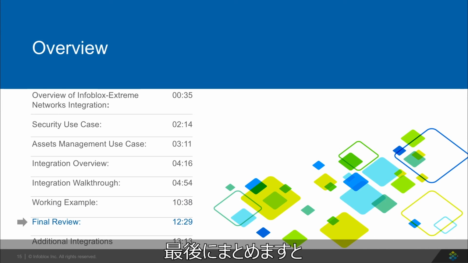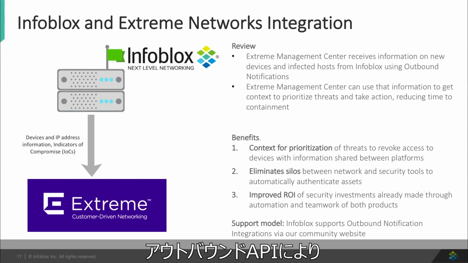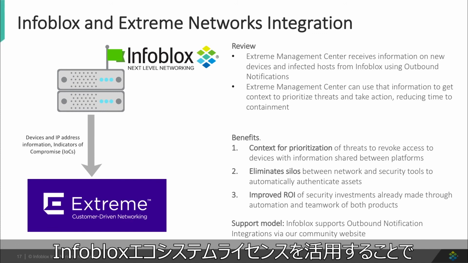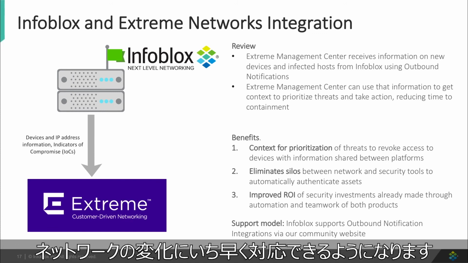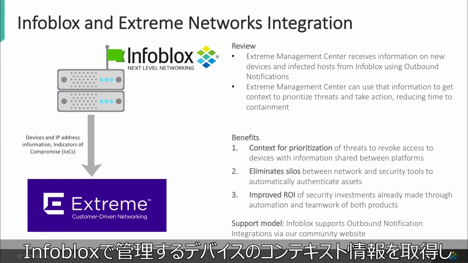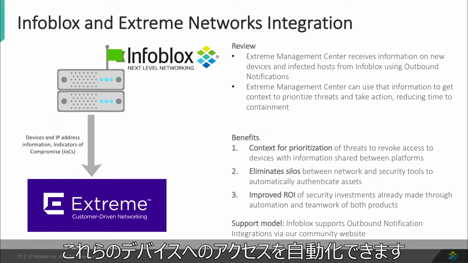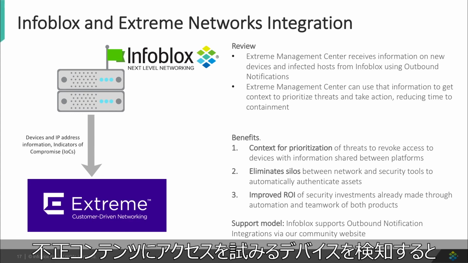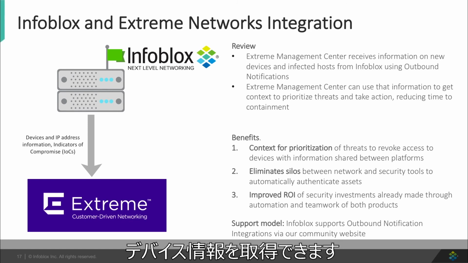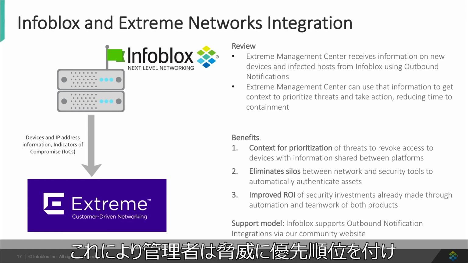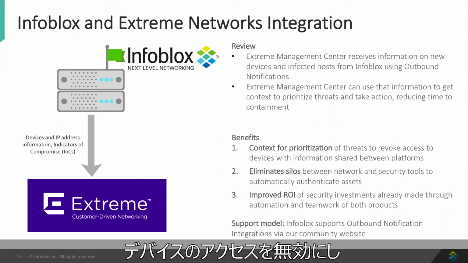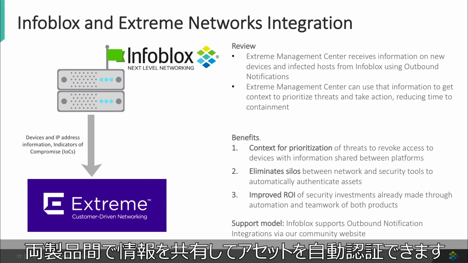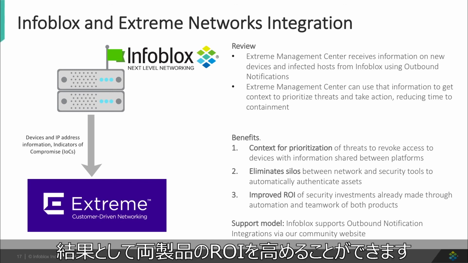Finally, if you can take away one thing from this video, it's that with Outbound API, we're now able to respond faster to network changes with the help of Infoblox's ecosystem license. Using Extreme Networks, admins can get devices on Infoblox with context and automate access to these devices without lifting a finger. Additionally, with this integration, Extreme Networks admins can get information on devices when Infoblox discovers a device tried to access malicious content. In the end, this allows admins to prioritize threats and revoke access to devices and authenticate assets with information shared between the two devices automatically, and in return, increase ROI on both products.